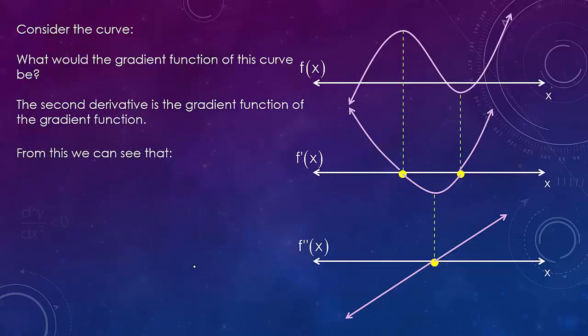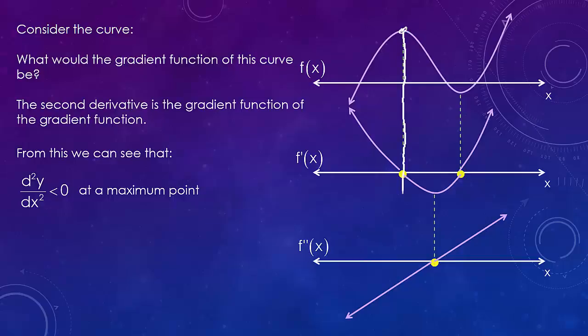From this we can see that d2y dx squared is less than 0 at a maximum point. We had a maximum point here, and if we trace that right the way down the diagram, we can see the second derivative is negative. So the second derivative is negative at a maximum point.